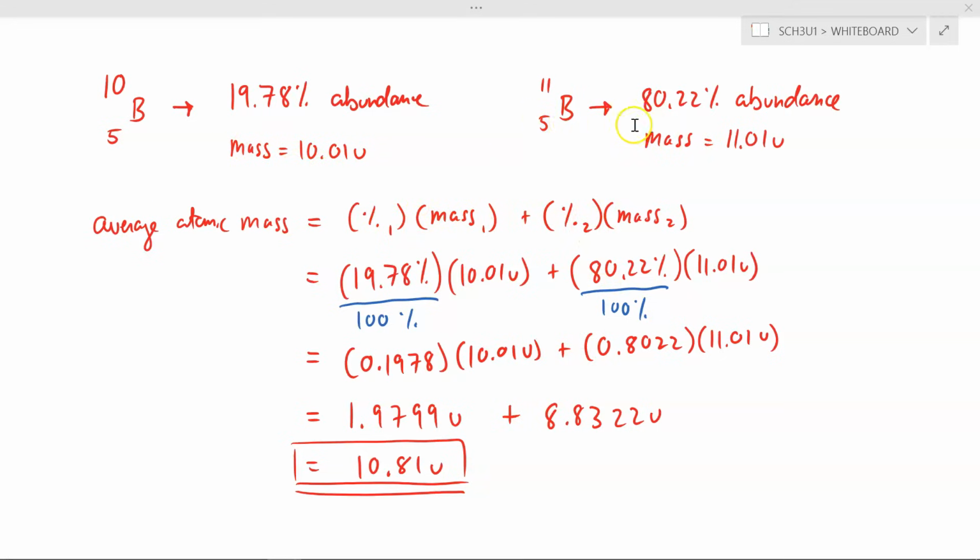Since most of the boron on Earth is boron-11, 80.22% of it is boron-11, that's why this average is closer to 11 than it is to 10, because only 19.78% of the world's boron is boron-10. So this average over here, 10.81, is much closer to 11 than it is to 10.